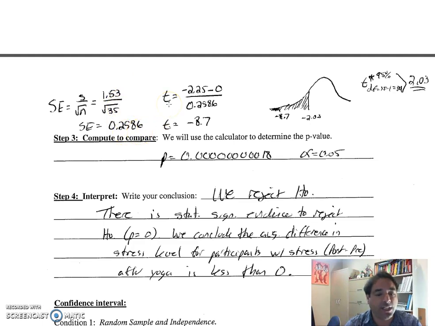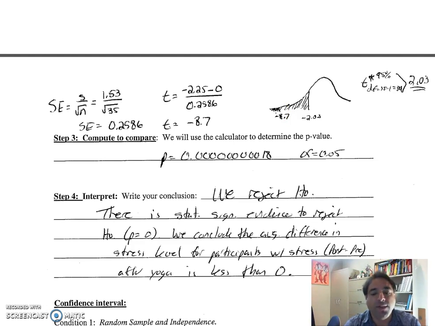Then we do our t just like before, x bar minus mu over your SE, so it's negative 2.25 minus 0 over 0.2586, which gives us the t of negative 8.7. So as we're getting a little bit better at these, negative 8.7 is a really extreme number. It's way, way down here, and we're looking for less than, so your p-value is very, very, very small.